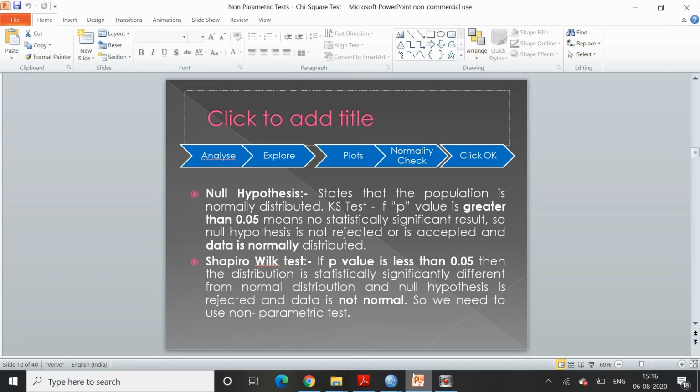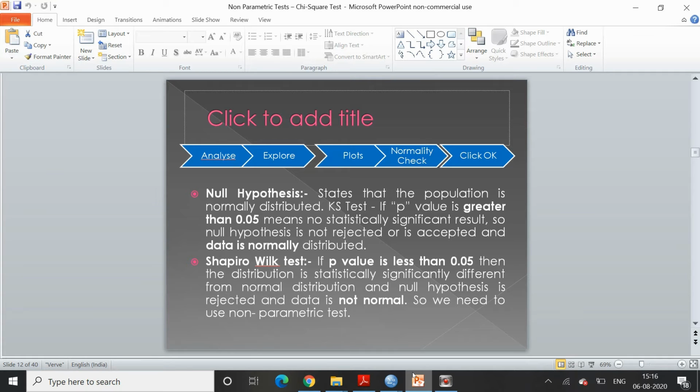The null hypothesis which we try to test, whether the data is normally distributed or not, states that the population is normally distributed. To do this analysis, we will today discuss SPSS. Before that, I would briefly talk about the kind of results which we are going to get.